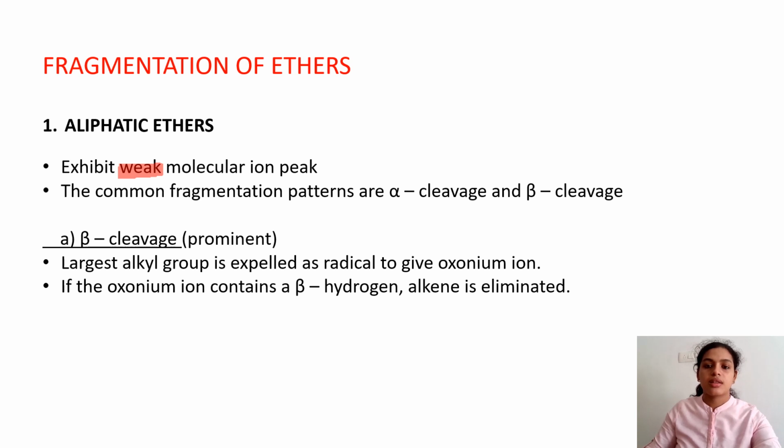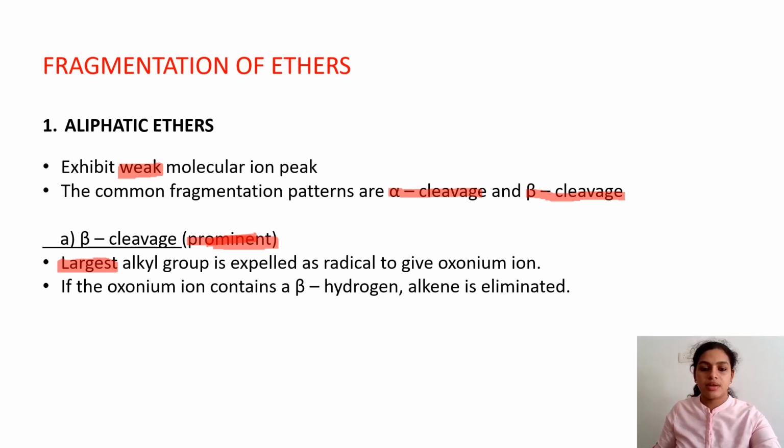this aliphatic ethers. The common fragmentation patterns are alpha cleavage and beta cleavage, in which beta cleavage is the prominent one. Here, the largest alkyl group is expelled. If there are 3 alkyl groups on the beta carbon, the largest alkyl group will be expelled as a radical. That is the common mode of fragmentation in almost all of them. We have seen this in the case of alcohols, alkanes, etc. The largest alkyl group is more likely to be expelled as a radical than the smallest one.